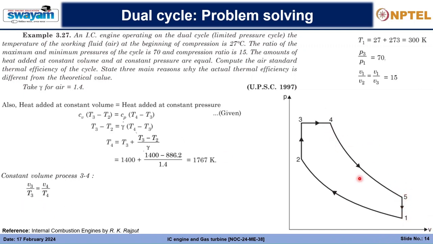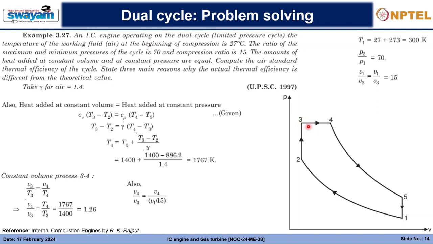So for that we will consider the process 4 to 5, which is the isentropic expansion. Also, first let us consider the constant volume process 3 to 4. So T3 equals P4 by T4. Accordingly, we will get the ratio of T4 by T3, that is simply 1.26, and V4 by V3.